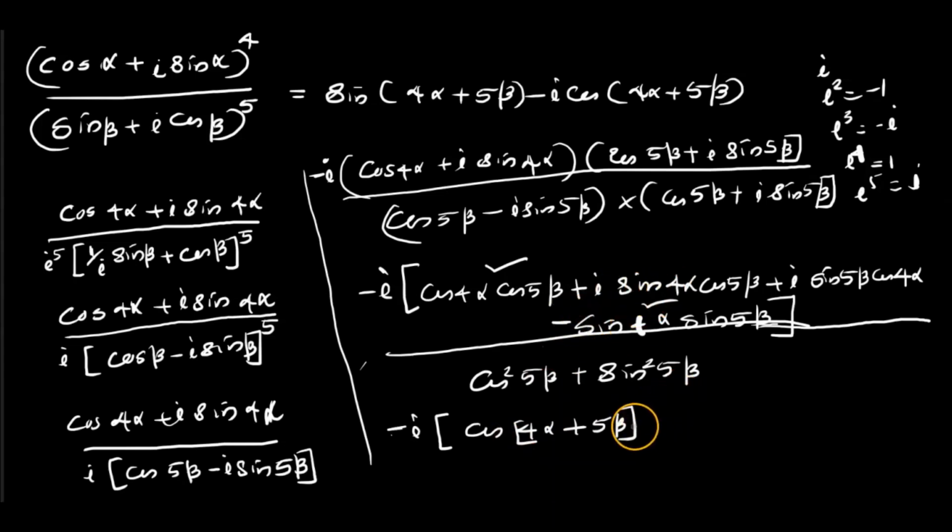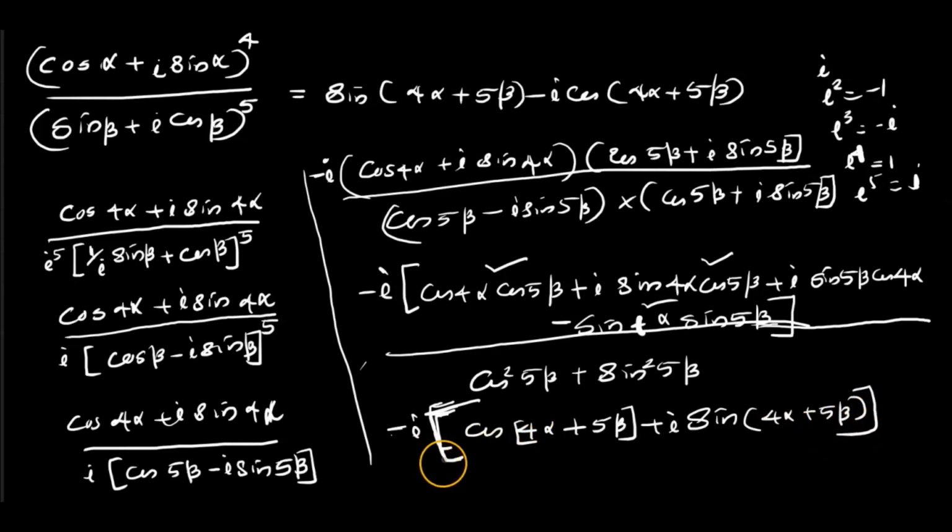And minus i is common to both the terms. Next term is i sin 4 alpha cos 5 beta, i sin 5 beta cos 4 alpha. That means cos A sin B plus sin A cos B. Cos A sin B plus sin A cos B is sin A plus B. That means plus i sin 4 alpha plus 5 beta.